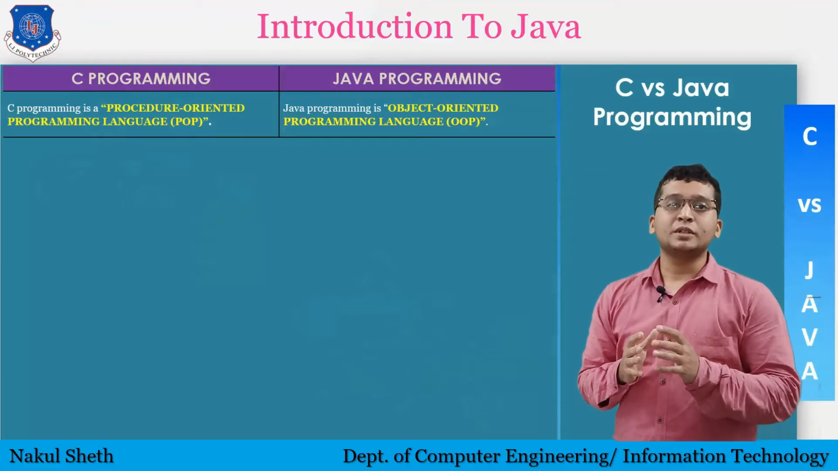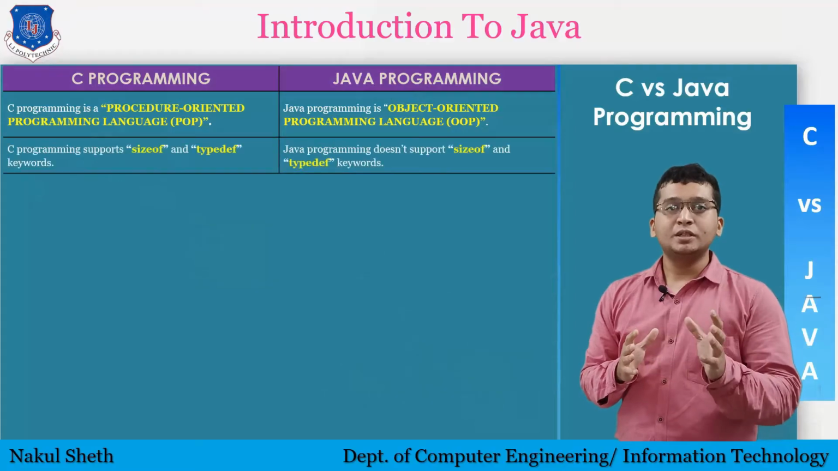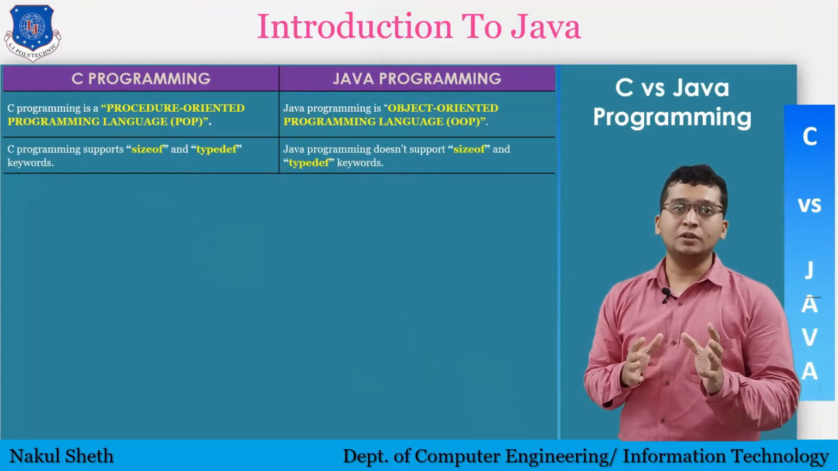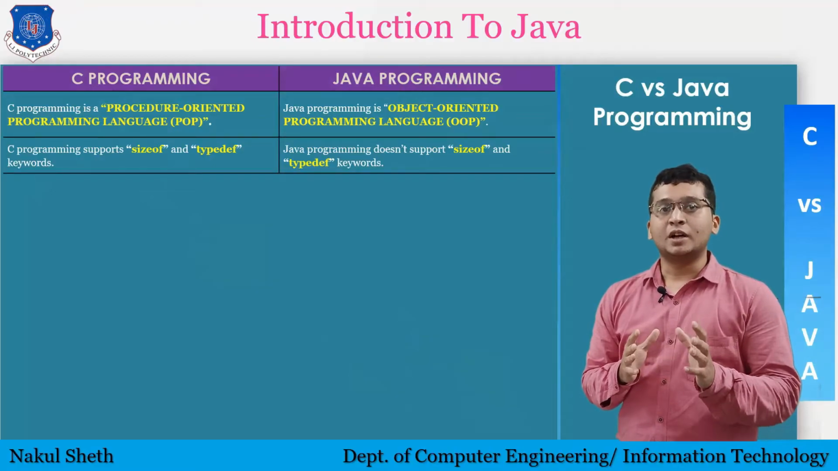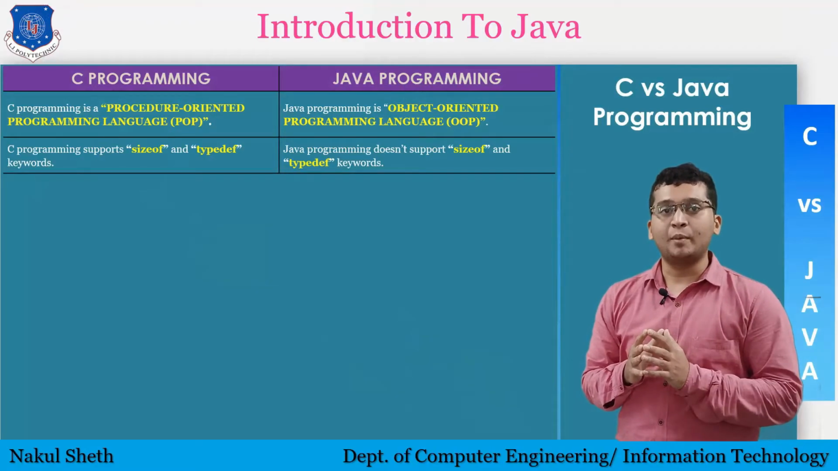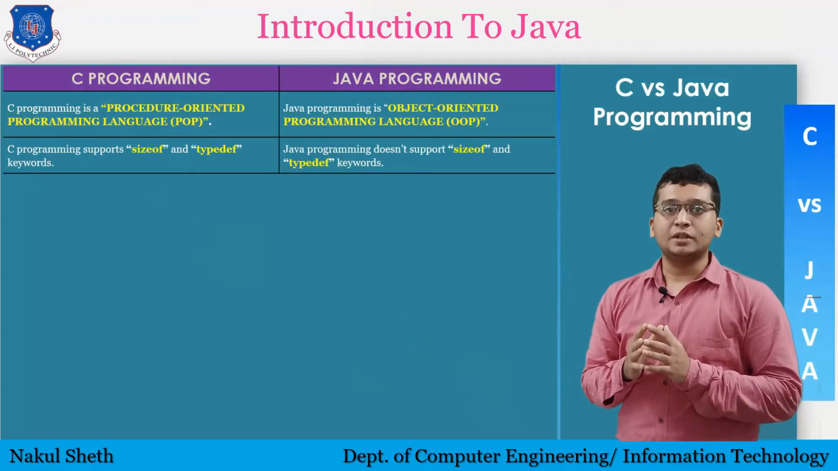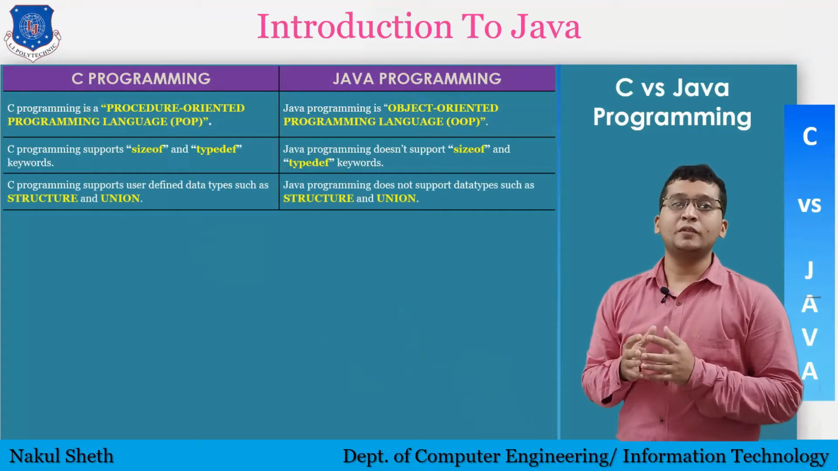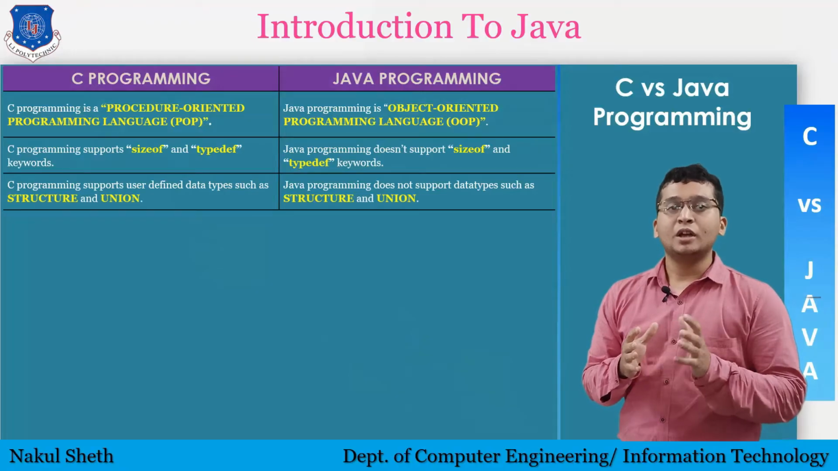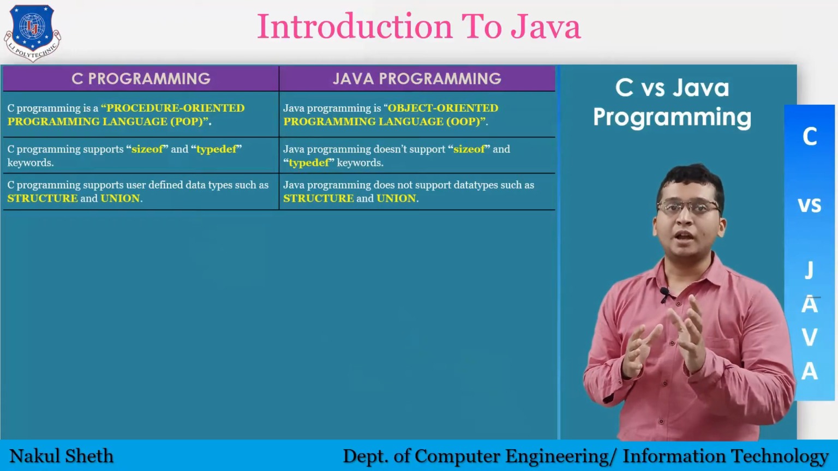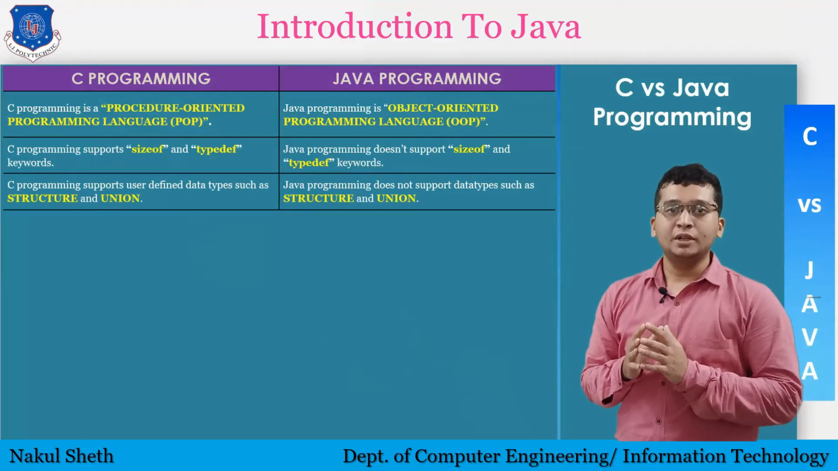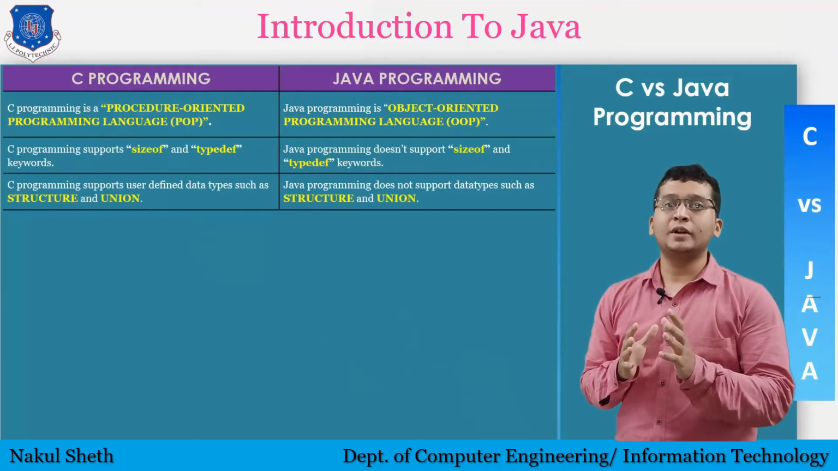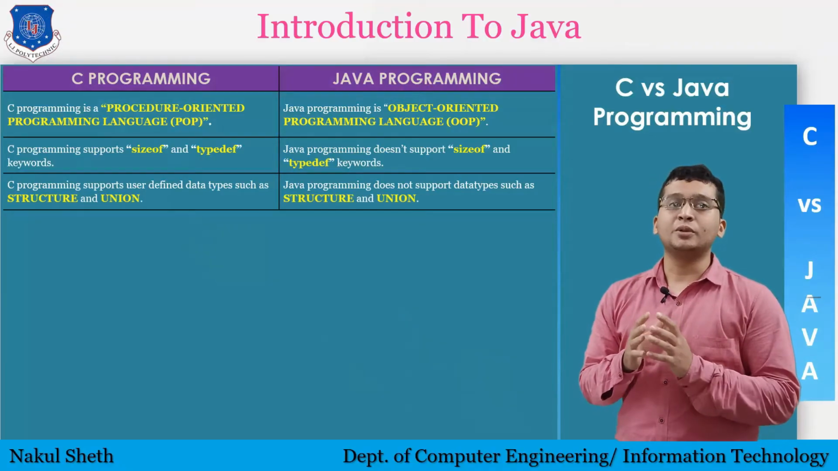Now we are moving to our second difference, which is in C programming we can use sizeof and typedef keywords for memory management, but Java doesn't support sizeof and typedef keywords. Now the next difference is all about some user defined data types supported by C, and those data types are structure and union. So C programming has support of structure and union, but on the other hand Java doesn't support user defined data types like structure and union.